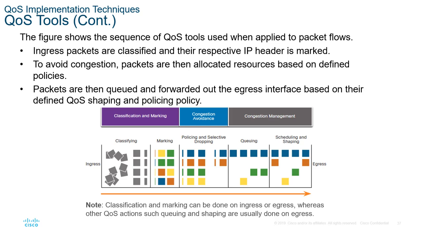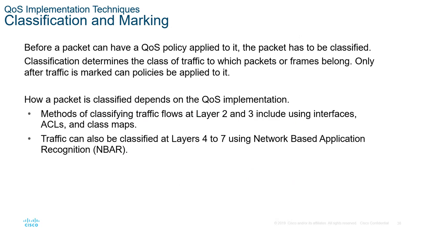So let's look at classification and marking, congestion avoidance and congestion management a little more in depth. Classification and marking: before a packet can have a QoS policy applied to it, the packet has to be classified. We can have X number of classifications that are user defined. The classification will determine the class of traffic to which that frame belongs. Only after traffic is marked can a policy be applied to it. Is it marked voice? Is it marked real time? Is it marked low priority? That's what is meant by marking. How a packet is classified will depend on the implementation. Methods for classifying traffic flow for both layer 3 and layer 2 could include things like interfaces, ACLs, and class maps.